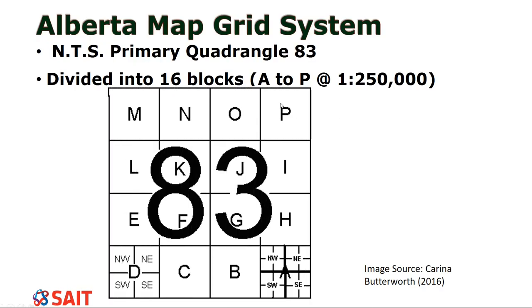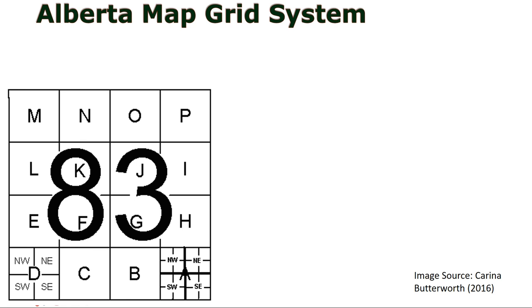NRCan produces maps at two scales, 1 to 250,000 and 1 to 50,000. That is all completed by NRCan. If we are looking at anything smaller or anything different, Alberta does produce something different. So here we have our quadrangle and our 1 to 250,000 sheets. That's 83P, a 1 to 250,000 map created by NRCan. So it's the federal government that produces that.